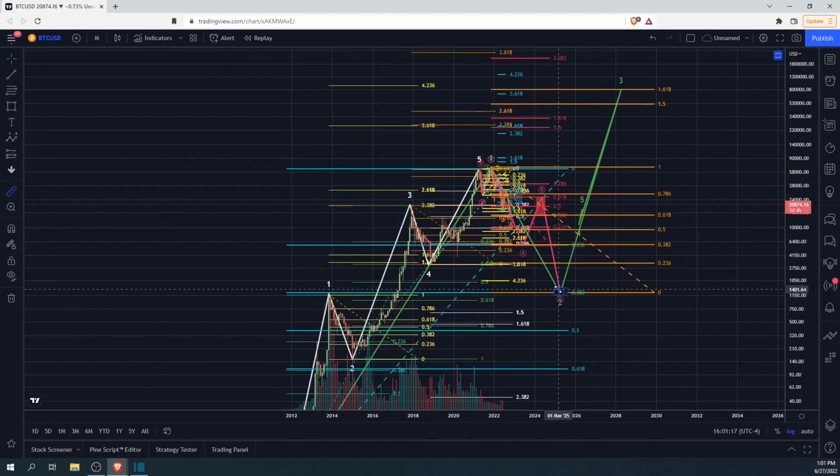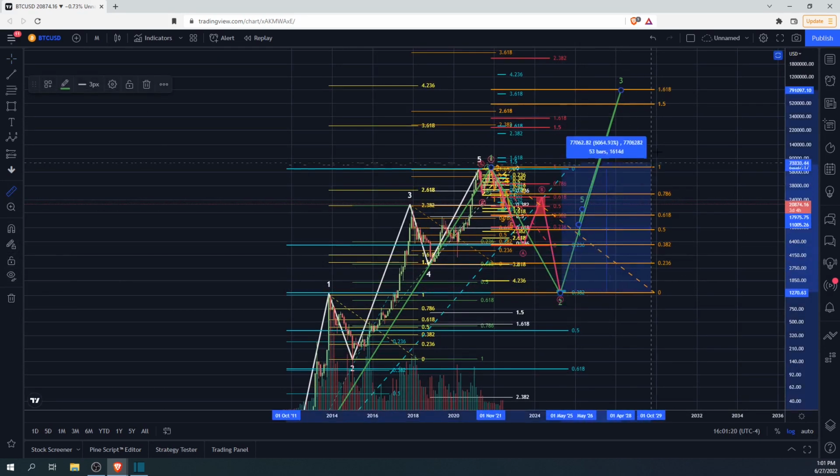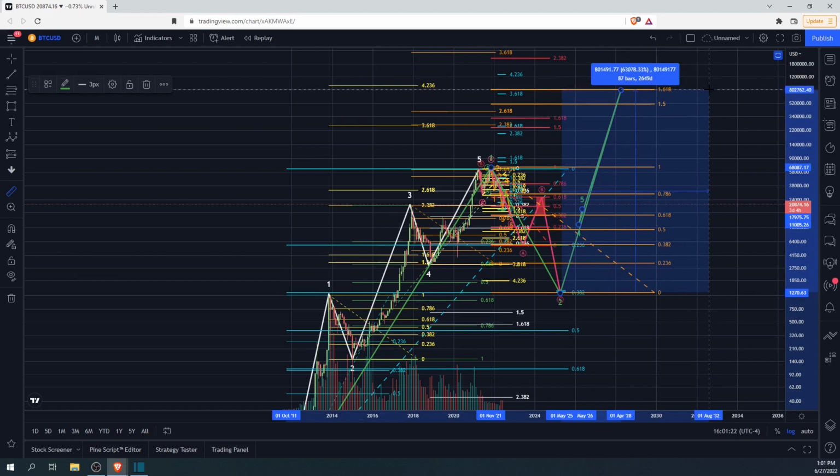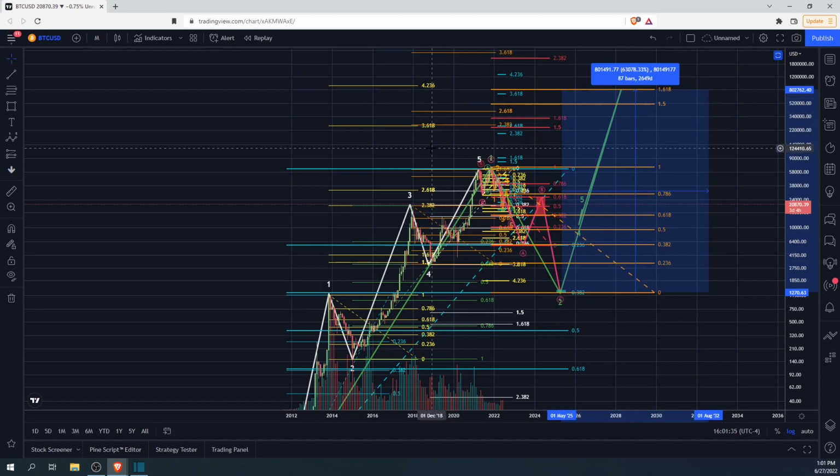As essentially we can use our drawing tool and we can say from that low that we're potentially expecting to the high that we're potentially expecting, we can see a 63,000% move to the upside. So if you put $1 in Bitcoin, you would have roughly $63,000 at the top of the next cycle. And what is the top of the next cycle?